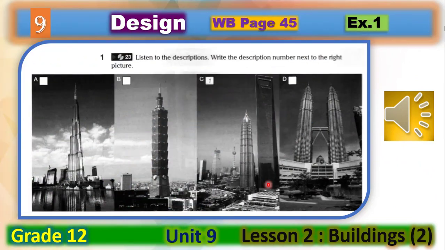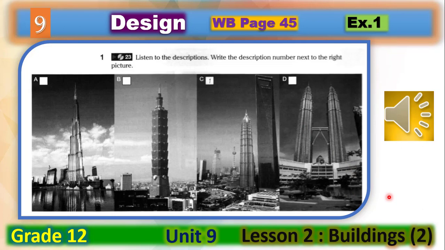Now please open your workbooks, page 45. Exercise number 1. In this exercise, you're going to listen to the descriptions. Write the description number next to the right picture. Okay, we have here 4 pictures, A, B, C, and D, and we will listen to the descriptions of the building and we have to write the number next to it. Okay, are you ready to listen? Let's listen.